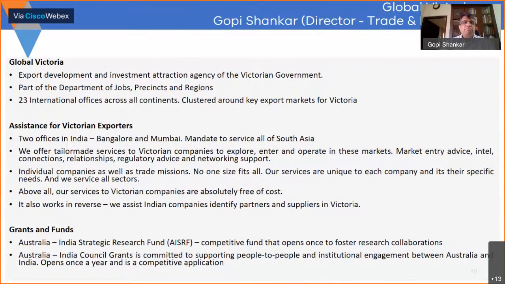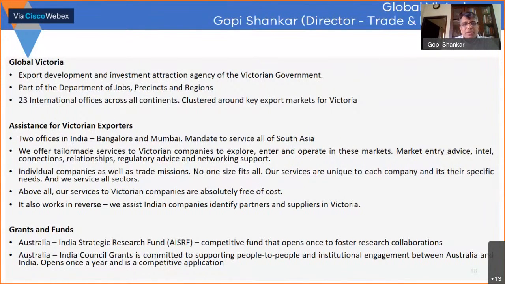We also work in reverse, in the sense that we work with Indian companies that want to identify partners and suppliers in Victoria. When I say partners, it could be for developing commercial engagements, but also academic engagements. I heard Dr. Hina Zia talk about engagements between Jamia Millia and universities in Australia. That's a dialogue that I'll be happy to pick up later with you and discuss further.